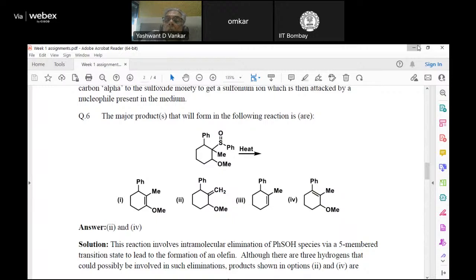Tertiary butyl group is not in the fourth? No, no, no. Tertiary butyl group need not be in the fourth position. Locking means that the conformation cannot be changed. For example, tertiary butyl group is a very large group. It doesn't matter whether it is in the third position, fourth position, or second position.